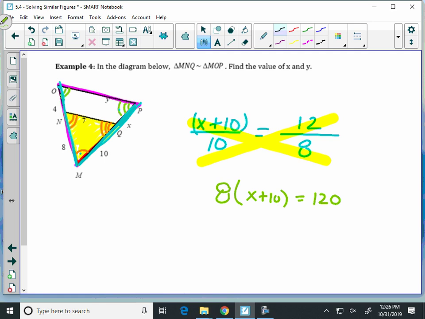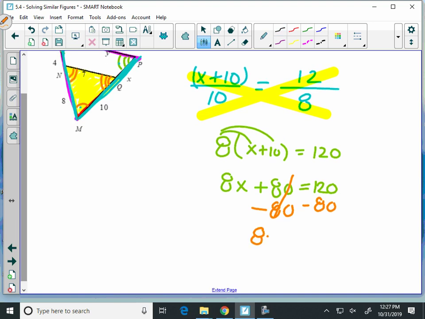So what do we have to do with the 8? Distribute. So we do that. 8 times x is 8x plus 80 when we distribute. Move the 80 over. To get 40. Divide by 8 and x ends up equaling 1.